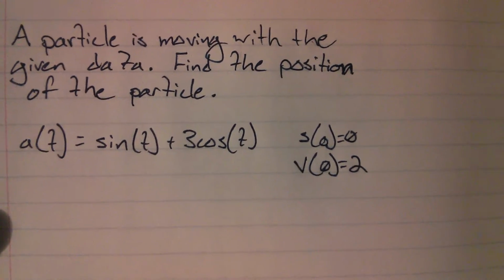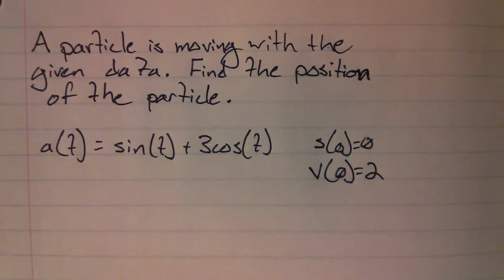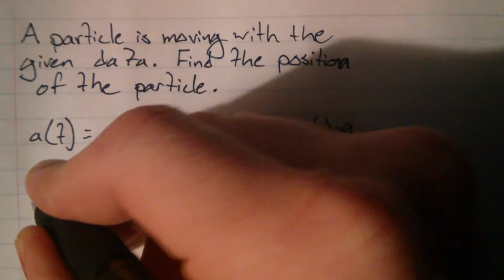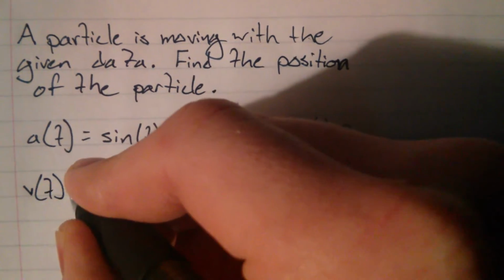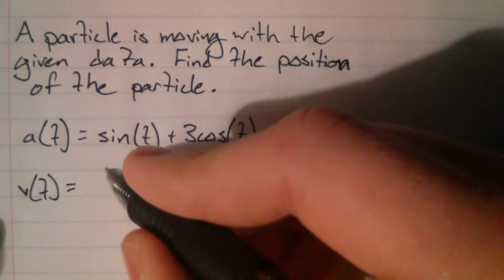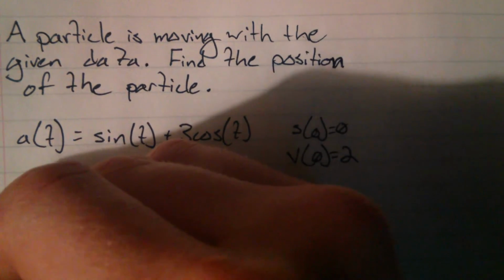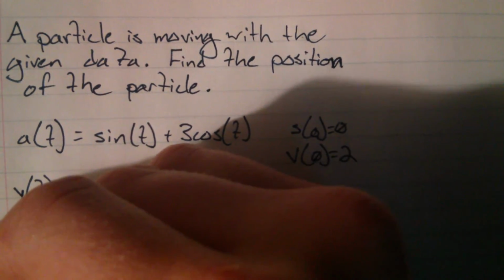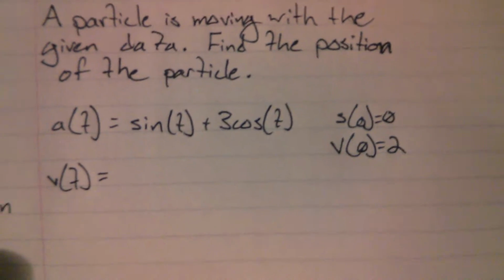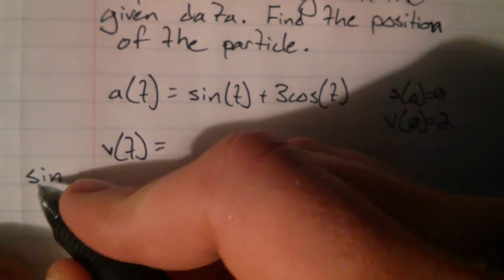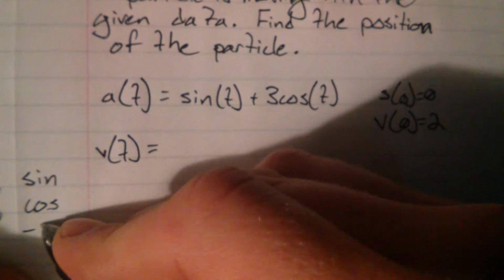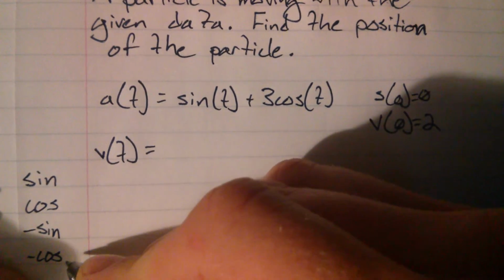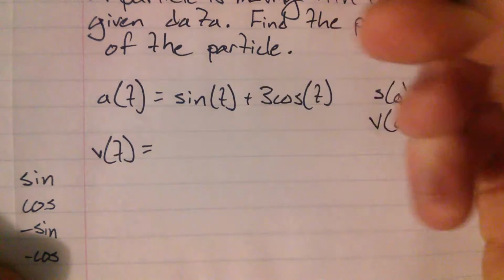So the first thing we're going to need to do is find the antiderivative of a at t, which will give us v at t. In order to find the antiderivatives of trigonometric functions, you're just going backwards as when you're doing derivatives. Normally sine will become cosine, cosine will become negative sine, and negative sine will become negative cosine. But instead we're going to be going the other way because it's an antiderivative.